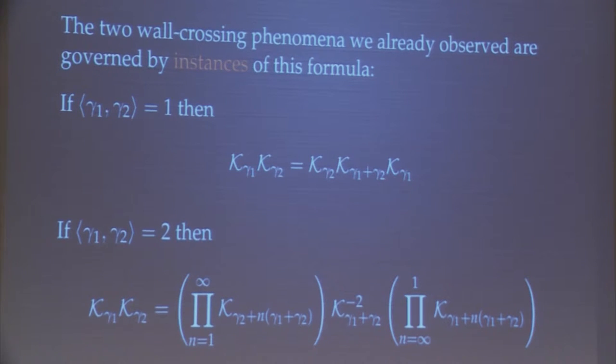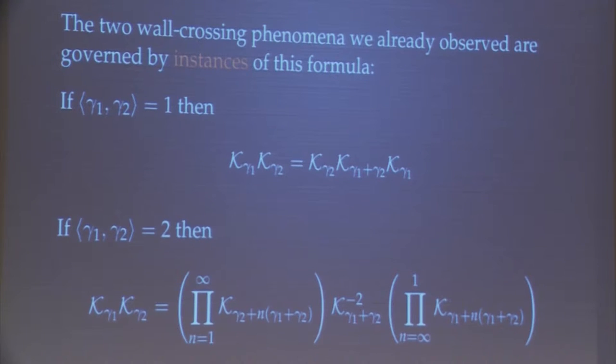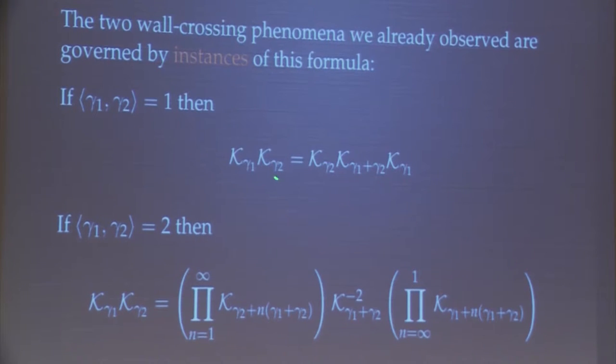So this is an identity. Once you know it, you can easily check it by hand just with the definitions of these transformations. And so what it says is exactly that if I have two saddle connections on one side of a wall, whose inner product is 1, then on the other side of the wall, I have exactly three saddle connections. The two original ones and one more. And that's exactly what we saw in this example that I showed you.